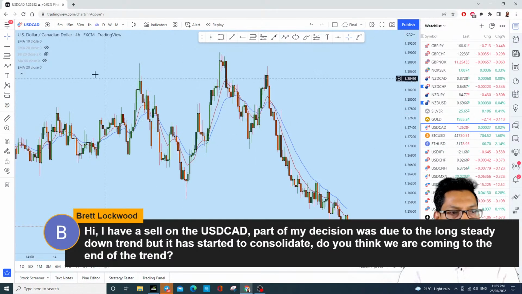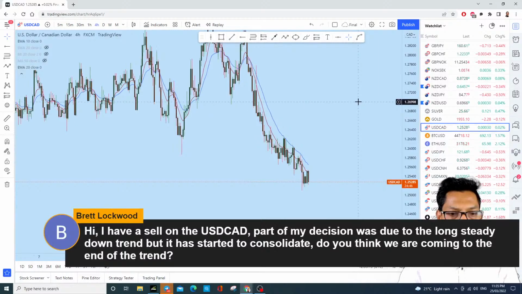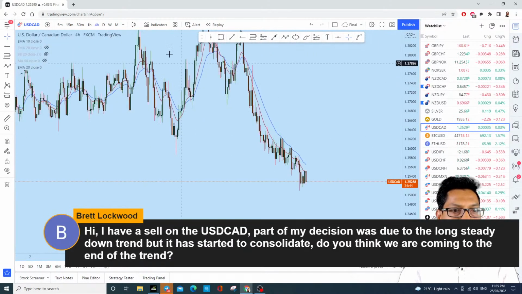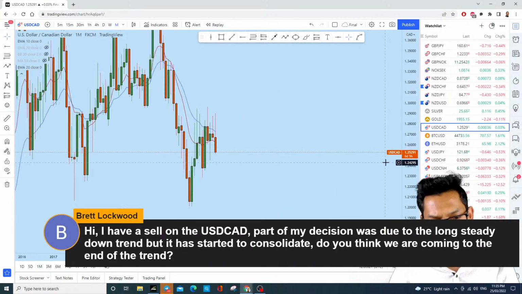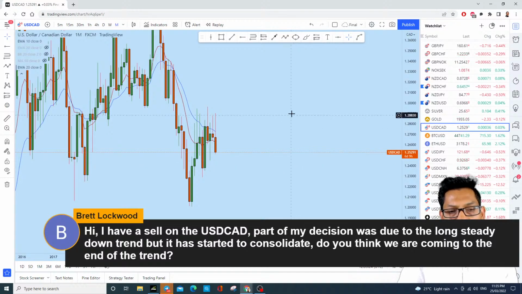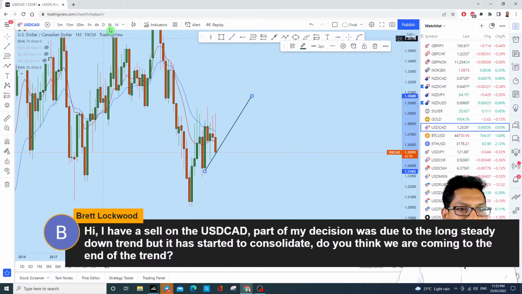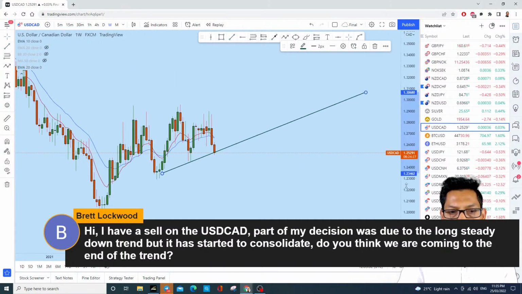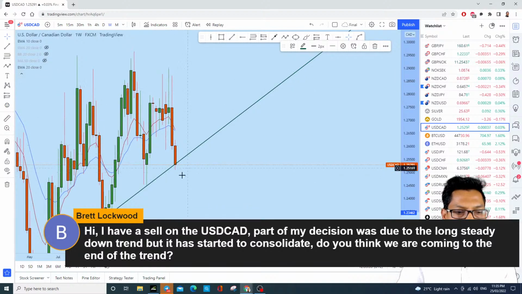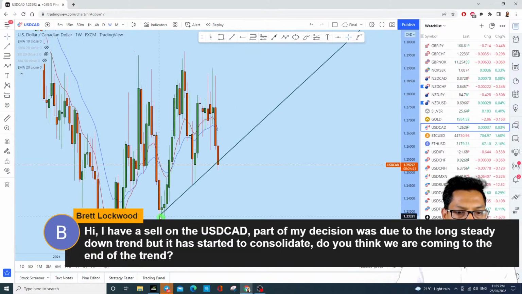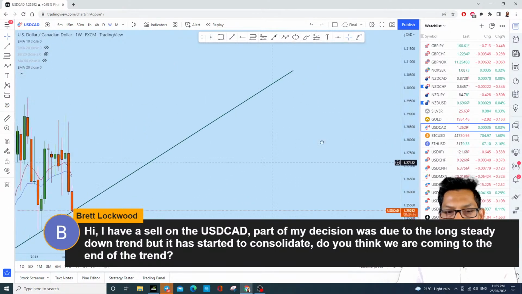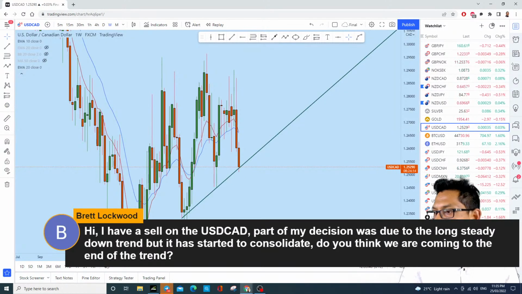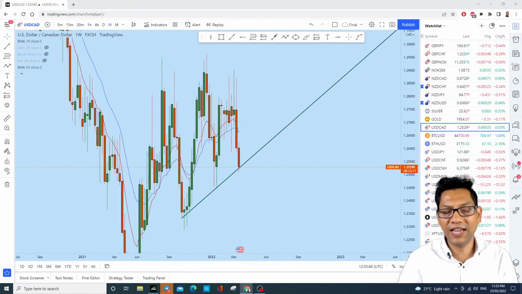So USD CAD, okay, first of all, let's see the monthly, because this is the monthly closing after 1 week. Yeah, USD CAD, it could be the end of the trend because it's a very clumsy situation now. Let me see on the weekly time frame. Okay, on the weekly, after this week, we saw this week also a bearish move.